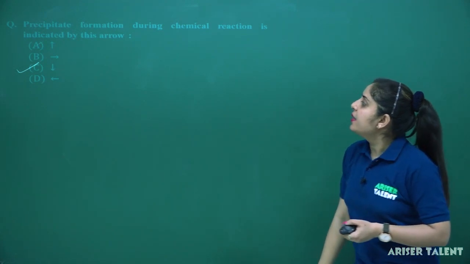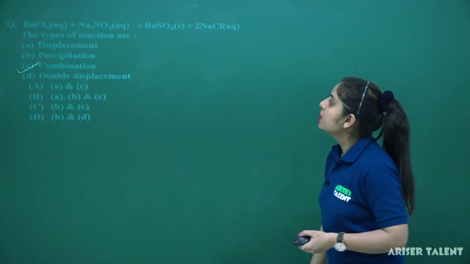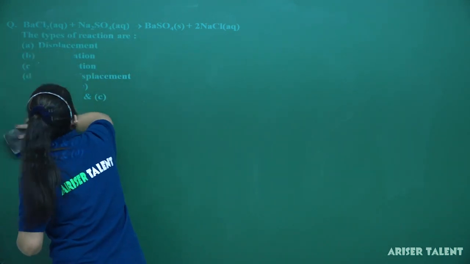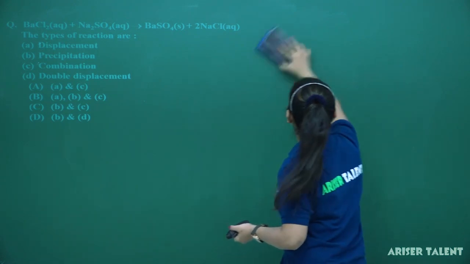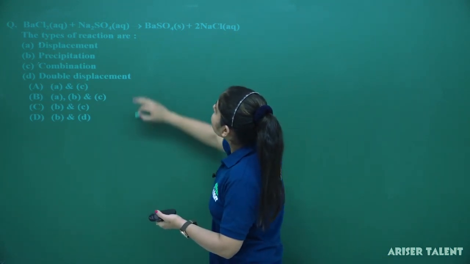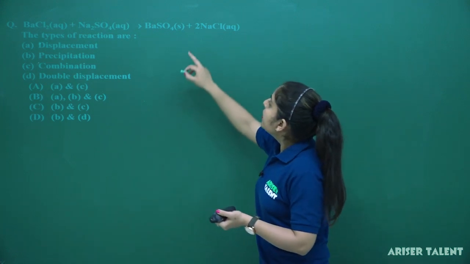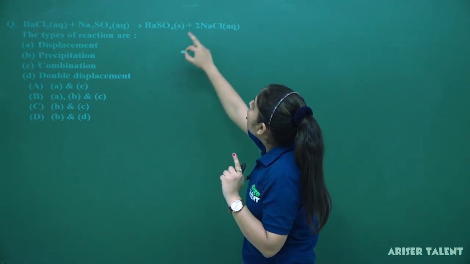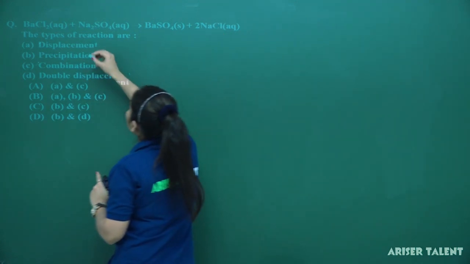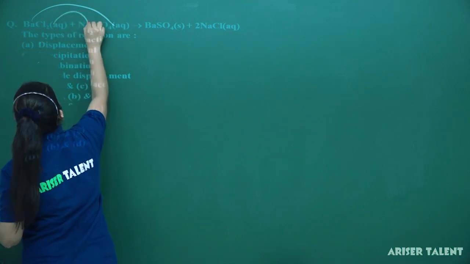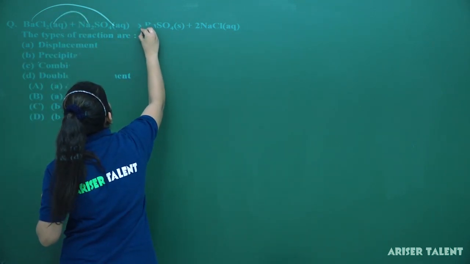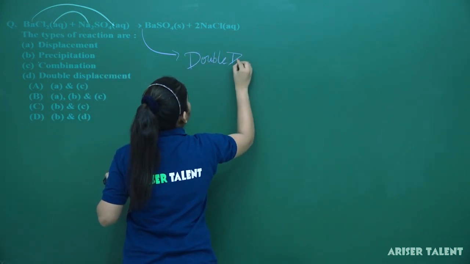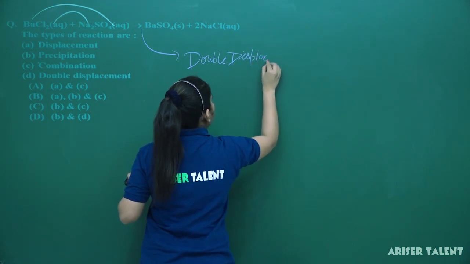Now we have our next question in the sequence. BaCl2 plus Na2SO4 gives BaSO4 plus NaCl. What kind of reaction is it? So look here, we are provided with many options. In this kind of equation, barium combines with sulfate and chlorine combines with Na. It means there is a mutual exchange between two kinds of atoms. If there is a mutual exchange between two kinds of atoms, we can say that the reaction is double displacement.